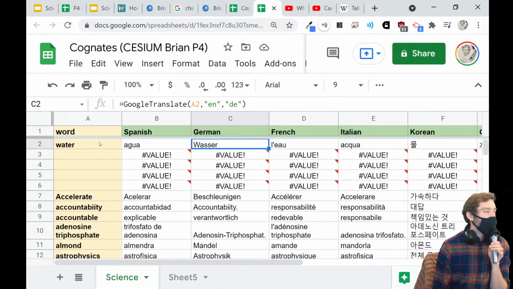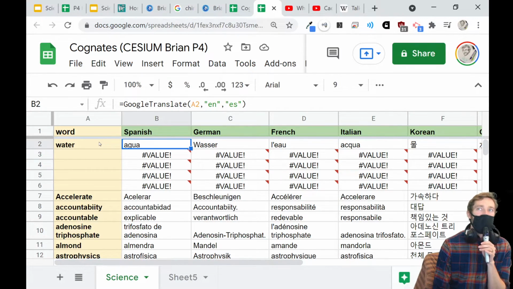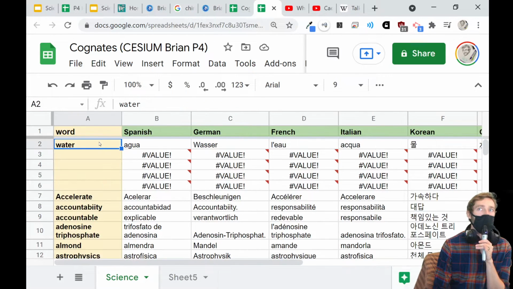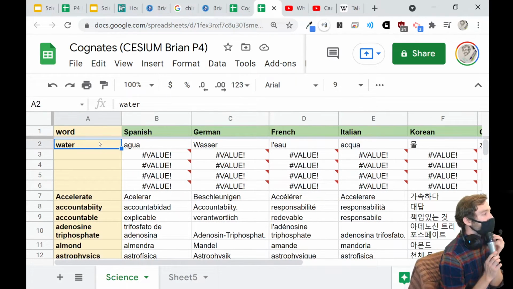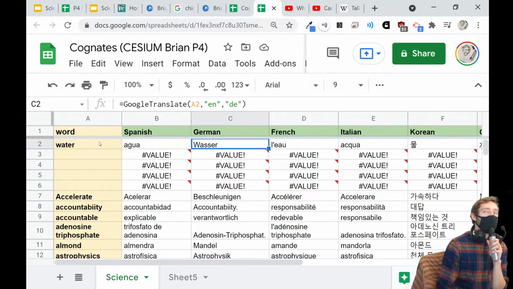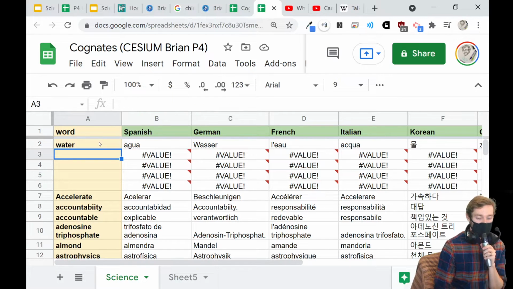So water is not really a great cognate because it looks like agua, aqua, agua. There's a lot of different words for water. Some people ask, wait, if it's not aqua, where did we get the word for water? I'd be willing to bet where we got the word for water is probably from the Germanic root, which is Wasser. So that's a little bit closer. But you could have another word like calculator.